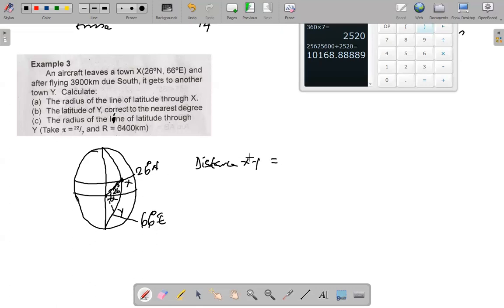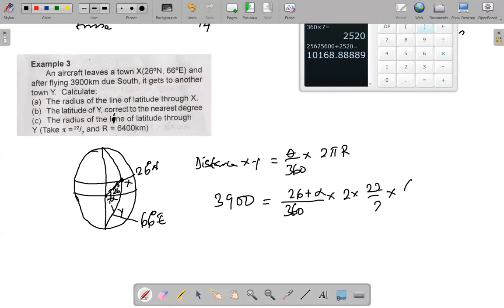The length of the arc is theta over 360 times 2 pi r. Since we know this distance, which is 3,900 from the question, 3,900 is equal to theta over 360 times 2 times 22 over 7 times 6,400, the radius of the earth, where theta is 26 plus alpha.